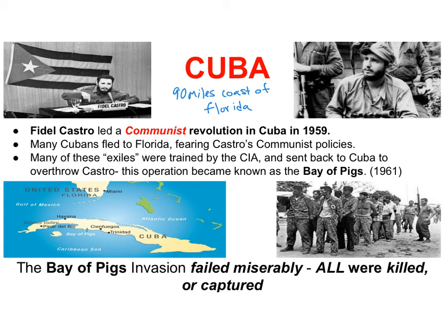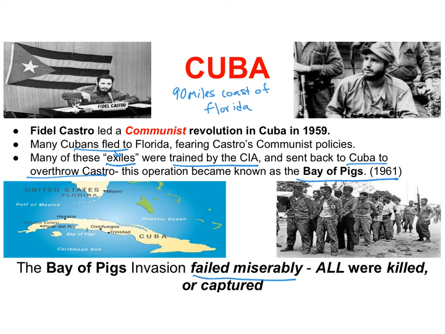And so these exiles, who were the Cubans that left Florida, were eventually trained by the CIA and sent back to Cuba with this idea that they were going to overthrow the Castro government, right? That they were going to try to overthrow and become a democratic country. This whole thing was called the Bay of Pigs, and it happened in 1961, so 2 years after Fidel Castro entered into power. However, this failed miserably.